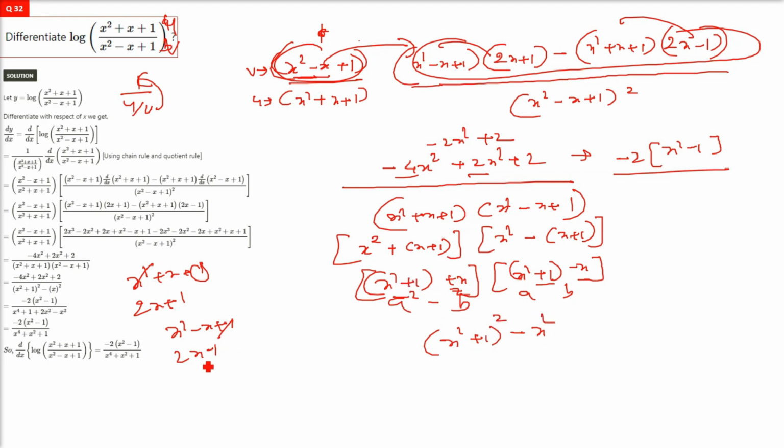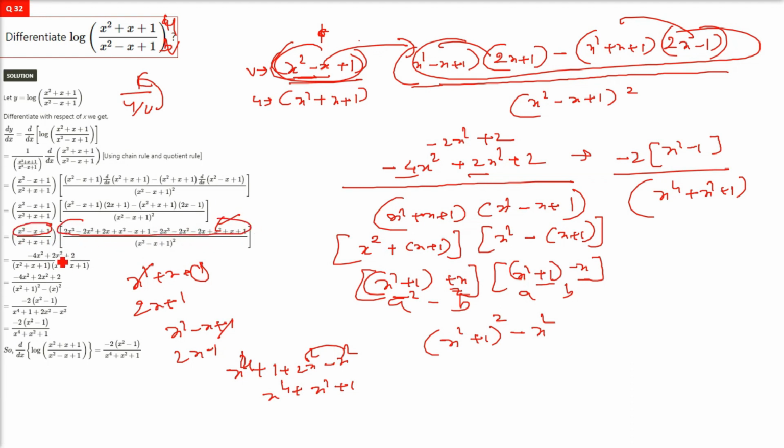Now if you want to open, you can just open it. So x to the power 4 plus 1 plus 2 into x square. This is a plus b whole square minus x square. So x square plus 1, and this is 2x square minus x square is going to be x square. So x square plus 1 is in the denominator. Minus 2x square minus 1 is there. So the calculation part I left it for you. If you have any trouble, you can just recheck it, just having this solution in front of you.